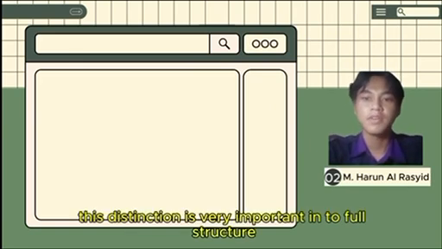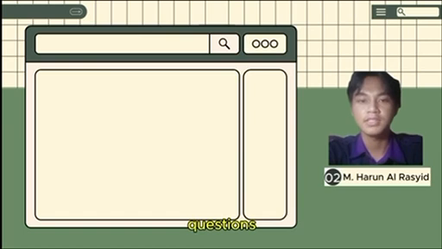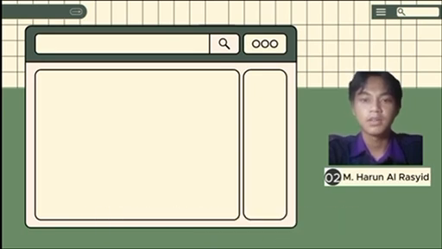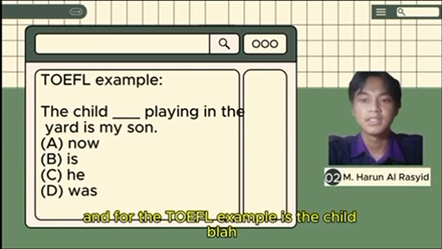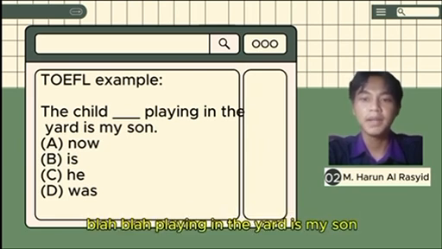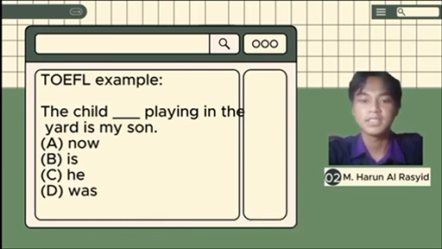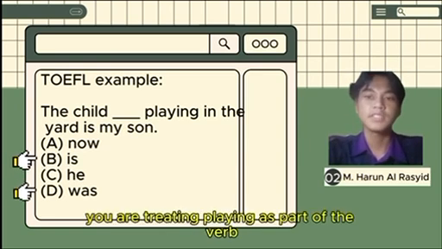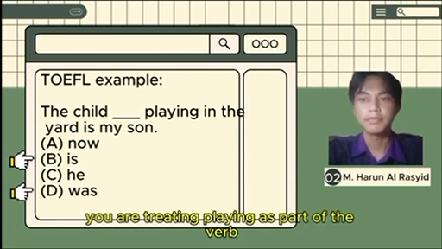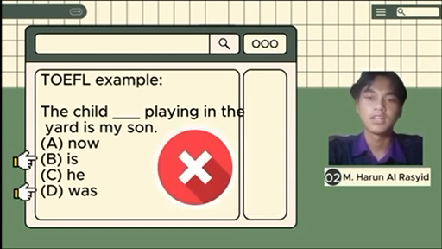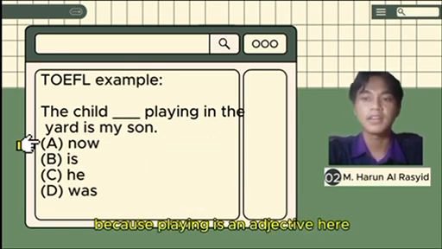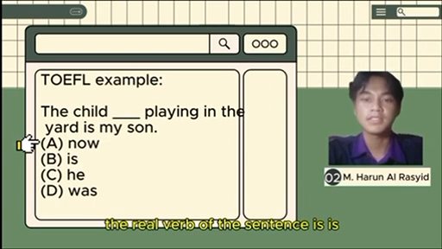This distinction is very important in TOEFL structure questions because many students automatically think every -ing word is part of the verb. For the TOEFL example: the child blah blah blah playing in the yard is my son. If you choose B or D, you are treating playing as part of the verb. Of course, that's wrong. The correct answer is A, because playing is an adjective here, the real verb of the sentence is.